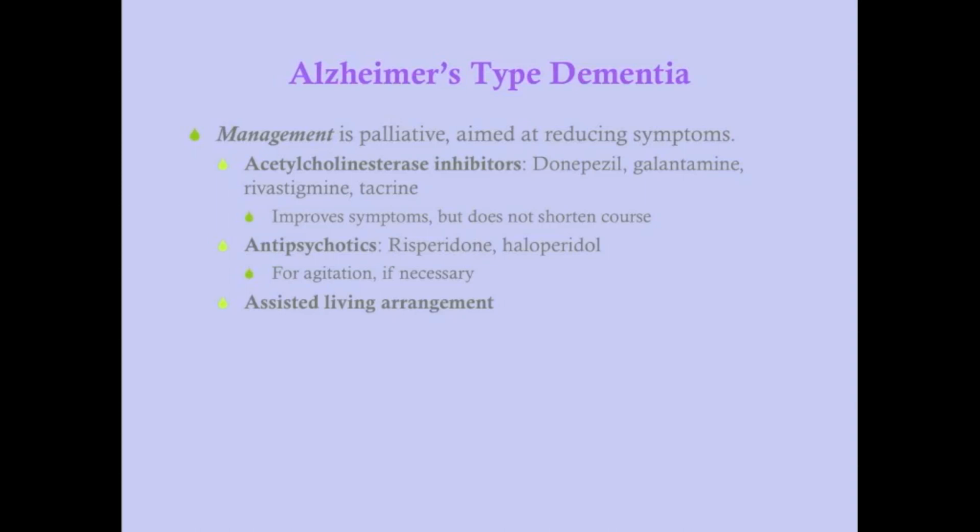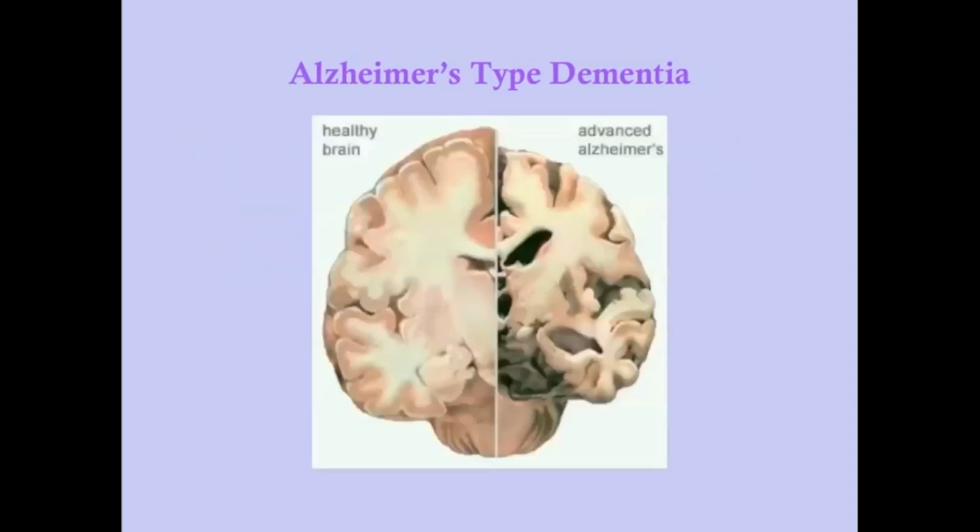These improve the symptoms of Alzheimer's, but they don't shorten the course. Usually Alzheimer's is 8 years from clinical diagnosis until death. And antipsychotics are used for agitation if necessary: risperidone, the atypical antipsychotic, and haloperidol, which is the typical antipsychotic. And assisted living arrangements will ultimately be needed in the later part of the course of Alzheimer's.